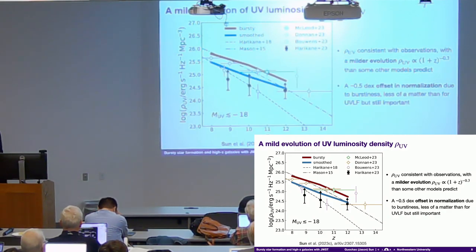We also compare with the other semi-empirical models, where we predict somewhat milder evolution of the UV luminosity density. In terms of the contrast between the bursty and smooth cases, there's a clear 0.5x offset in the normalization, but we don't see a very clear difference in the steepness of the redshift evolution. Although this offset is small, partly because the faint end contribution comes into play, it still matters if we want to do a careful comparison with the observations.